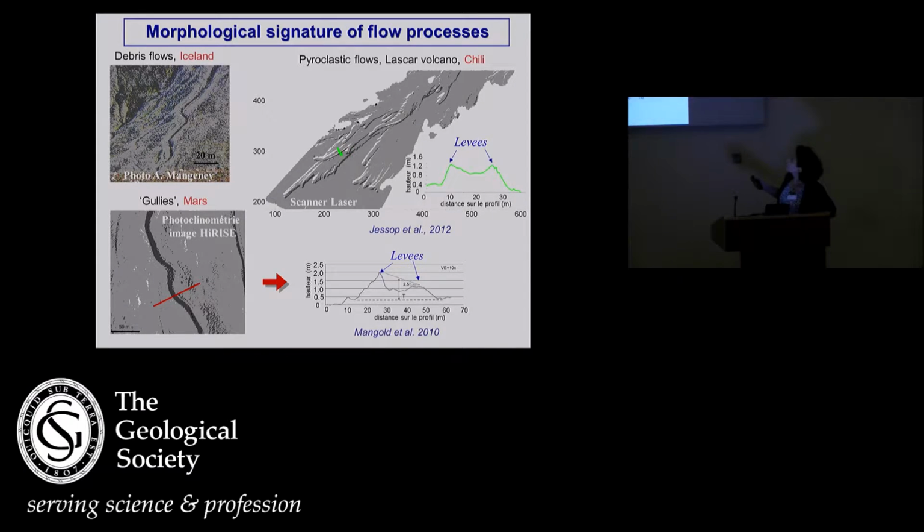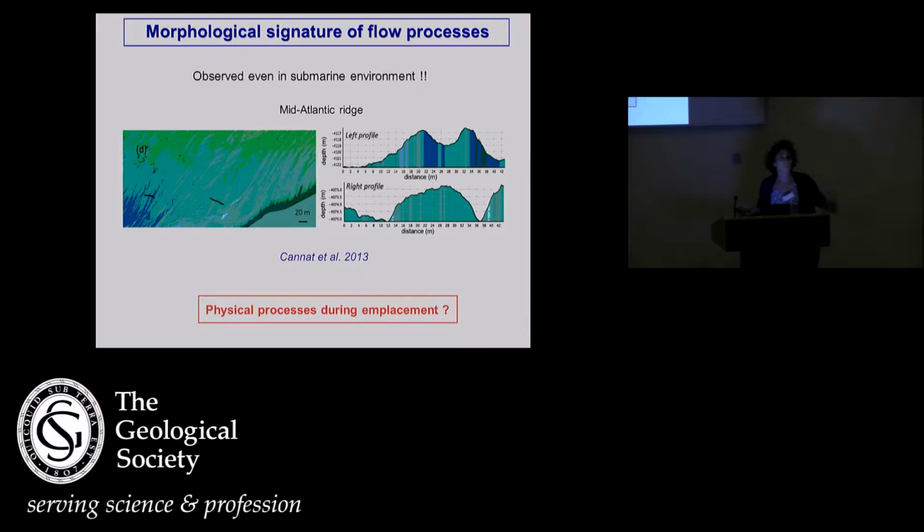And what is also surprising is when you look at the characteristic dimensions of these morphometric features, for example, their thickness or the thickness of the levees, they are not very different, for example, for Mars here or for the pyroclastic flow in Lascar. And also, as someone presented in detail before, we can also observe levee channel morphology in submarine environments now that we have very high precision data on the bathymetry. And again, you see that the dimensions are not very far from what is observed on Mars or on Earth for pyroclastic flow.